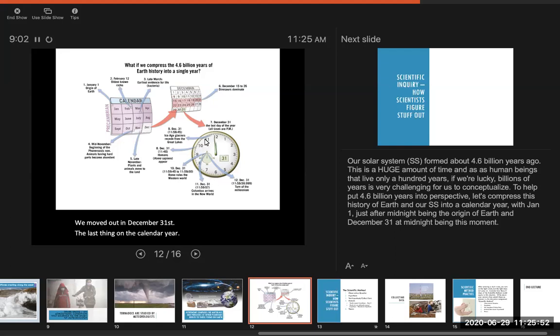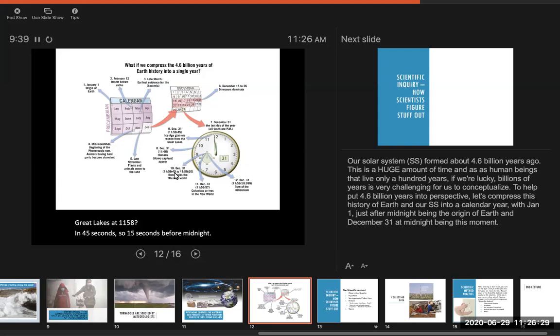We have some different times outlined here. Let's look at this. December 31st, 11:49 p.m., humans, Homo sapiens, appear. So we're not around until the very last 11 minutes of the entire year. Our most recent ice age, glaciers recede from the Great Lakes at 11:58 and 45 seconds, so 15 seconds before midnight.